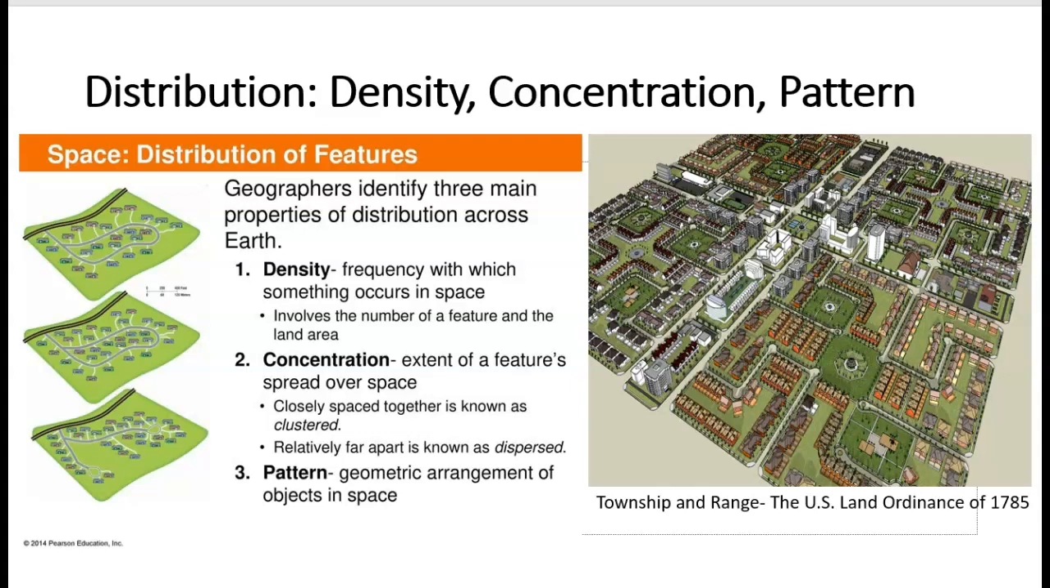This is best reflected in township and range, which we see in the United States. With the Land Ordinance of 1785, we can see the different grids, we can see the organization, and we can see that land is arranged in very geometric patterns.